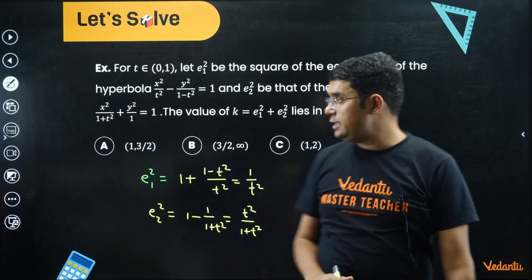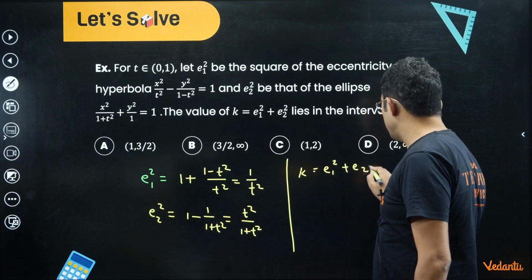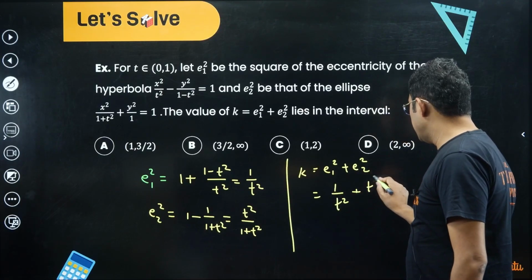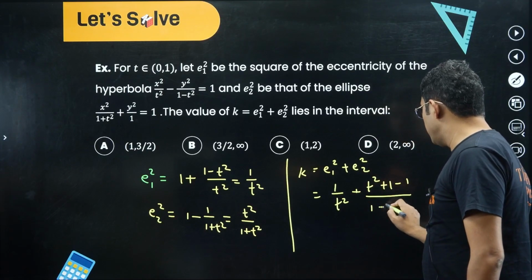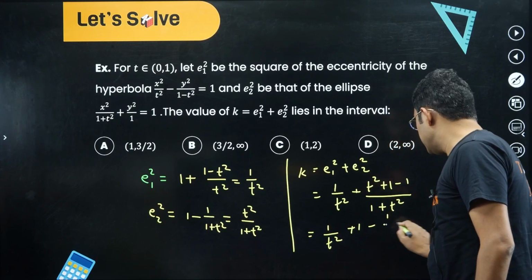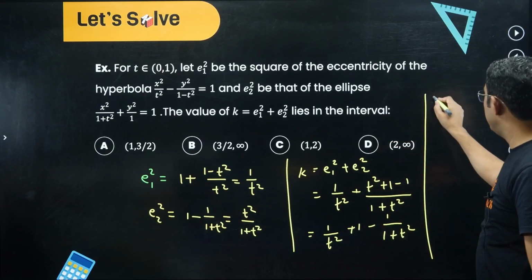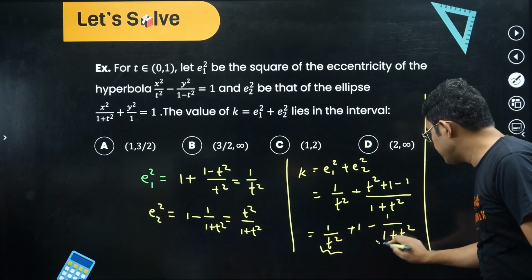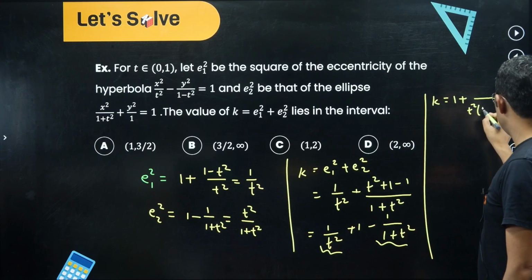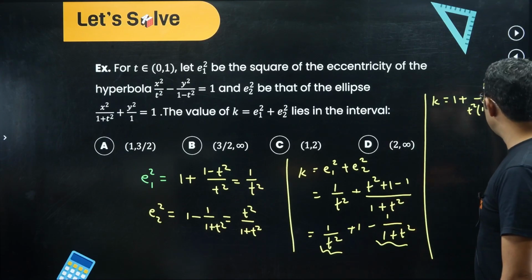Okay, now we have to find the sum of these two. So k is equal to e1 square plus e2 square. Here it will be 1 upon t square plus, I can write it as, (t square plus 1 minus 1) upon 1 plus t square. So we will be getting 1 upon t square plus 1 minus 1 upon 1 plus t square. Now you can use AOD also, but I have an idea that you write these two terms after combining. So we will get 1 plus, if you take t square into (1 plus t square) as LCM, I think it will be just 1.